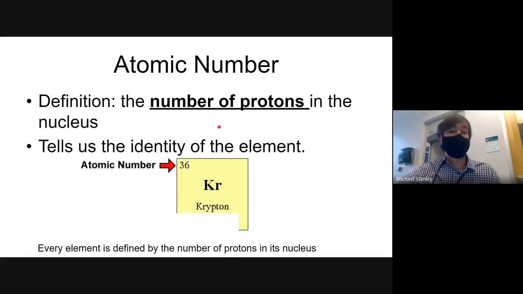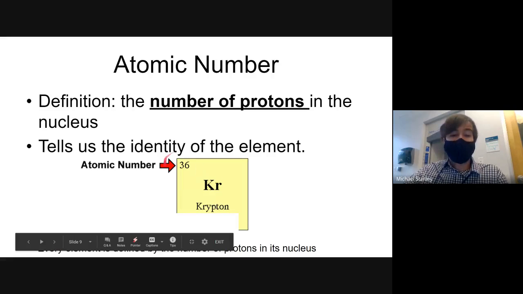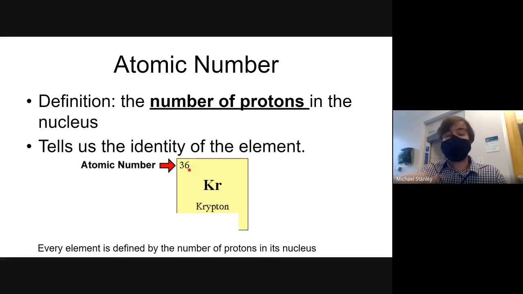The cool thing about the atomic number is that it tells us the number of protons that are in this atom. Every single atom in the periodic table has a different atomic number because every atom has a different number of protons. Only krypton has 36 protons. No other atom has that number. So whatever this atomic number is right here, that is the number of protons in the nucleus of that atom.